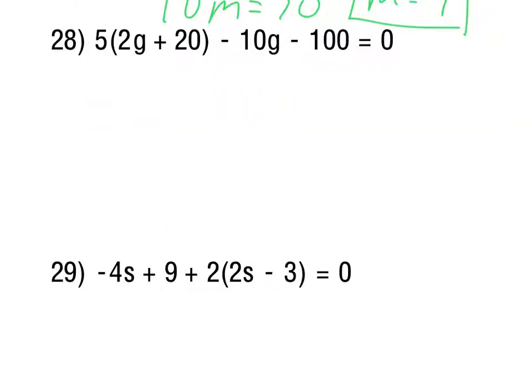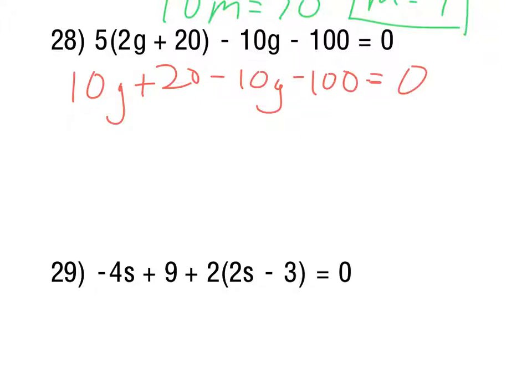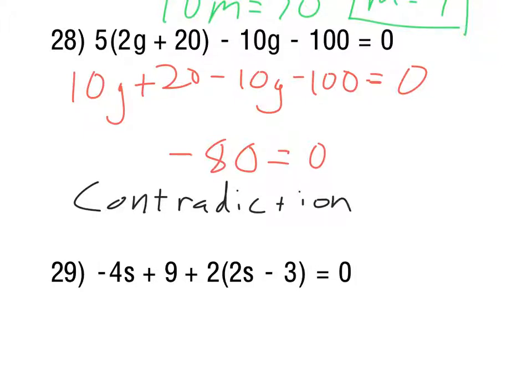Moving on to 28, we would start by distributing the 5, which would give us 10g plus 20 minus 10g minus 100. So really all the action is over here on the left side of the equation. The 10g minus 10g would go away. 20 minus 100 would be negative 80. Since this is false, then this is a contradiction. And don't forget, we need the solution set, which is that there would be no solution. The simplest way to do that is to just use the symbol for the empty set.